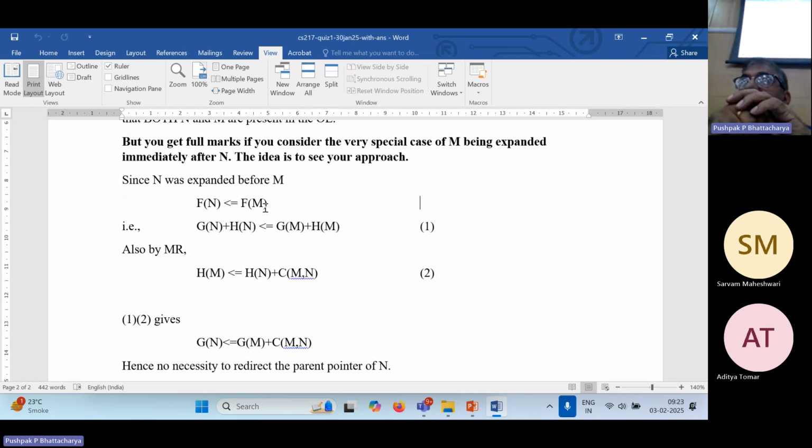And if you think that M is not expanded immediately after N, there are intermediate expansions which can change g values, then it becomes immensely difficult. But I have not considered that. I just wanted to say that these two basic inequalities you can apply, and in a very special simple case, you can derive this condition and prove that M's parent pointer need not be redirected. The general proof is as given in the class or in the book. The class's proof, which is there in the slides, is a little more elaborate, and considers a number of special cases of this.